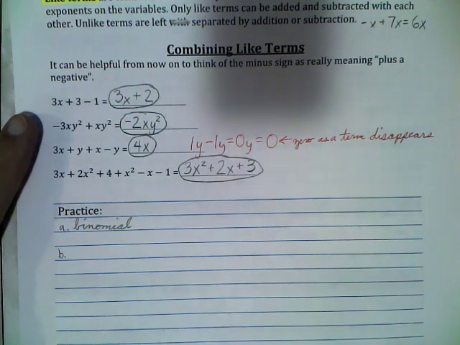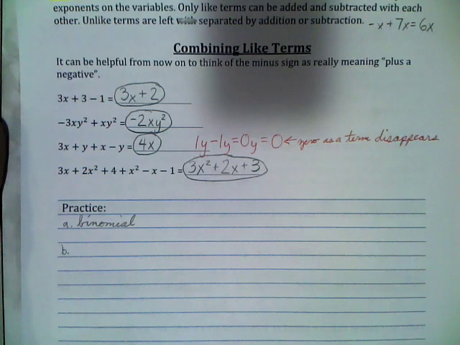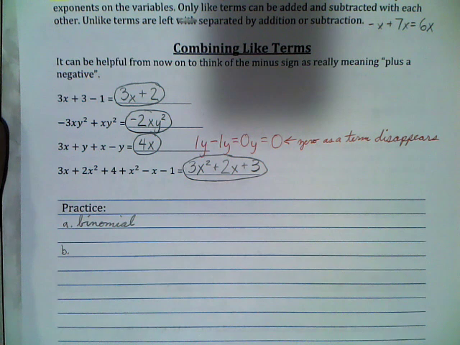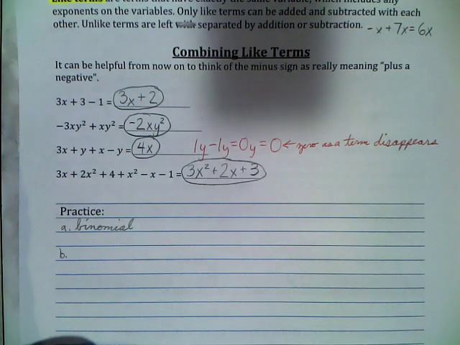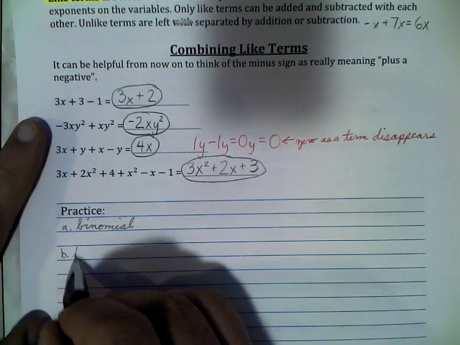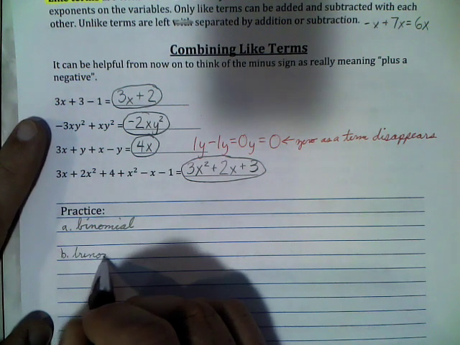B, 3x squared minus, stop. So 3x squared is your first term. So minus 2x minus, stop. So 2x is my second term. Well, minus 1. So minus 1 must be my third term. Well, 3 is tri, so it's a trinomial.